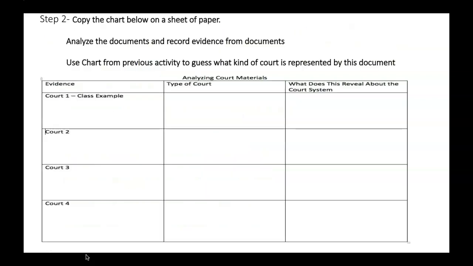You will record this information on a chart that looks like this. You may want to stop this video and copy this chart. Once you have this chart, you will see a document, and you will analyze the document and record evidence from that document, and then guess what type of court it is. So let's do an example together.